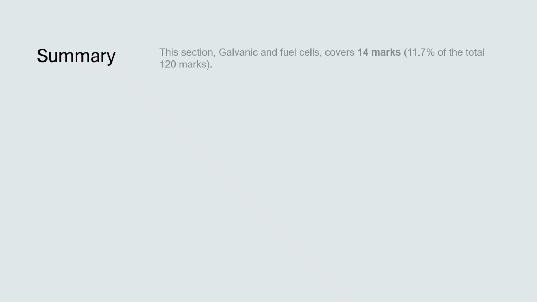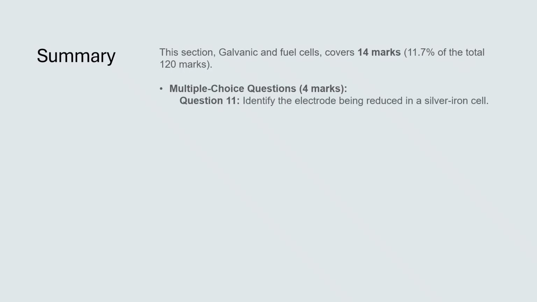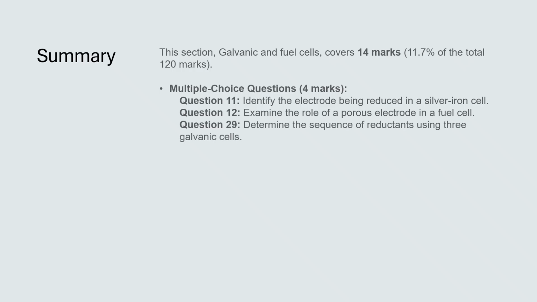This section, Galvanic and Fuel Cells, covers 14 marks, 11.7% of the total. Multiple choice questions, 4 marks. Question 11. Identify the electrode being reduced in a silver ion cell. Question 12. Examine the role of a porous electrode in a fuel cell. Question 29. Determine the sequence of reductants using 3 galvanic cells. Question 30. Calculate moles of ADP from a given mass of carbon dioxide.